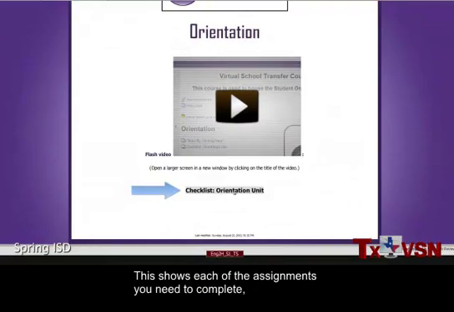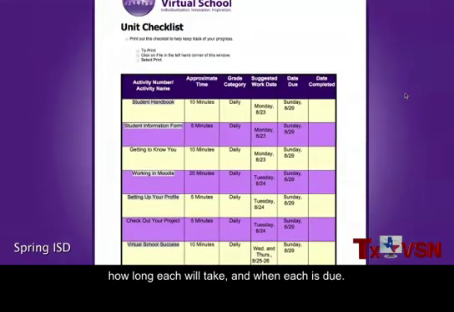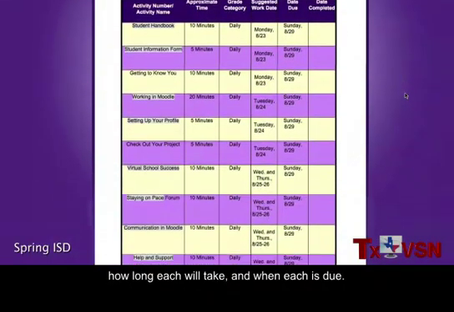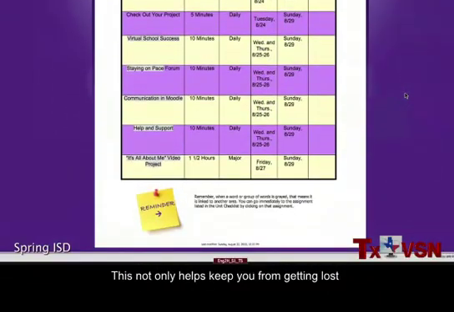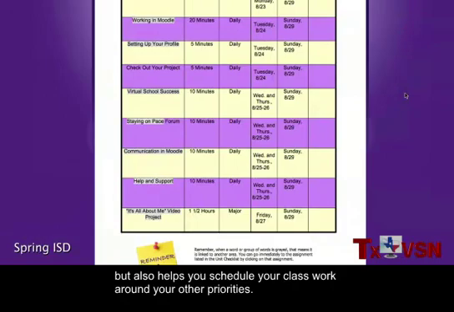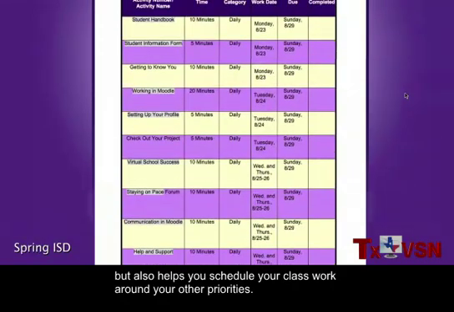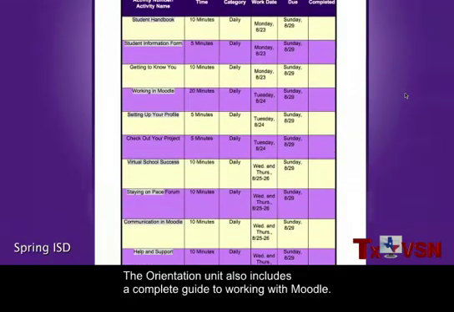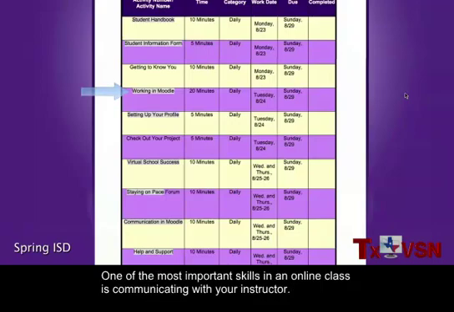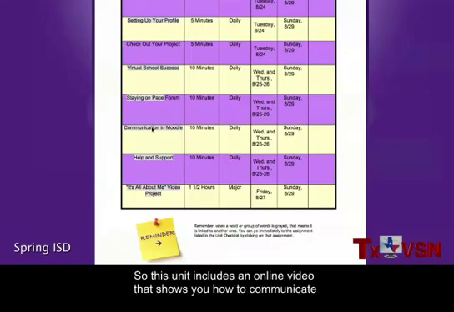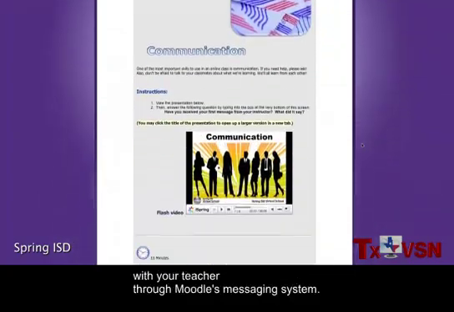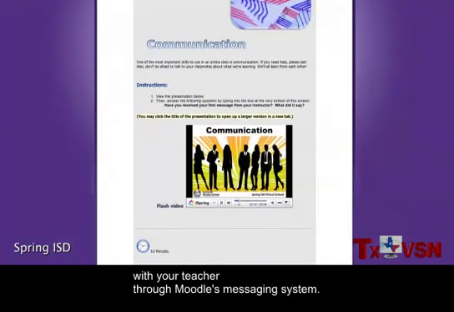This shows each of the assignments you need to complete, how long each will take, and when each is due. Every unit in the course has its own checklist. This not only helps you keep from getting lost, but also helps you schedule your classwork around your other priorities. The orientation unit also includes a complete guide to working with Moodle. One of the most important skills in an online class is communicating with your instructor. So this unit includes an online video that shows you how to communicate with your teacher through Moodle's messaging system.